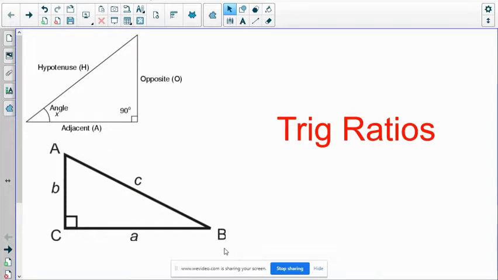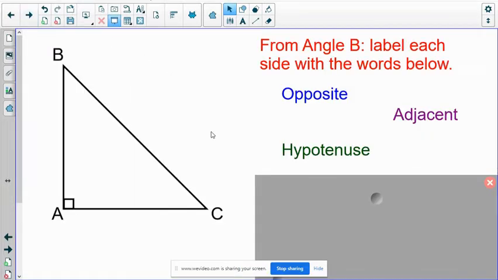This is purely a review from geometry, and we're going to talk about trig ratios, which is just the side lengths. So to do that, let's review really quickly. You have to pay attention to what angle we're talking about. We're never going to use the right angle. We're always going to use the other two. So really pay attention to the labels.